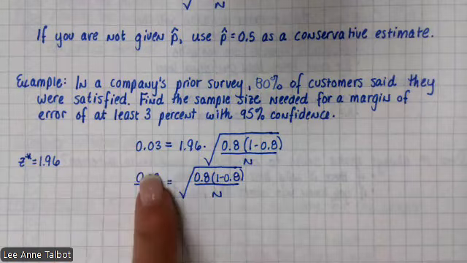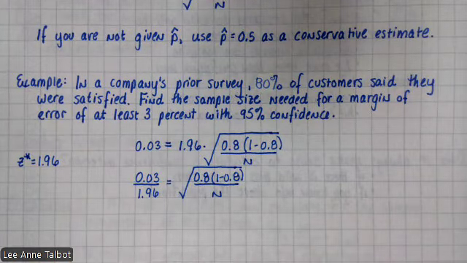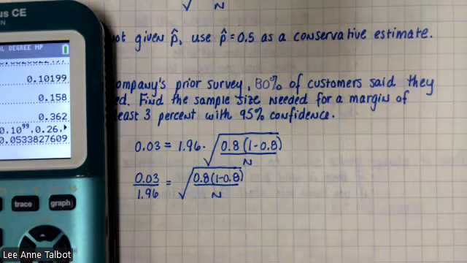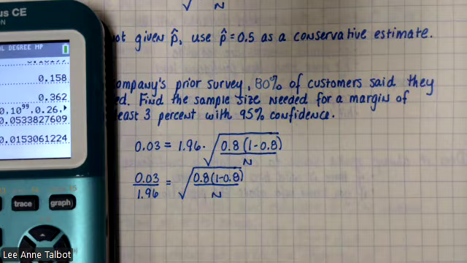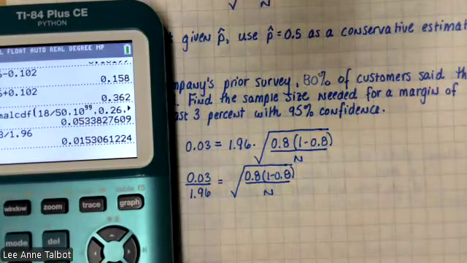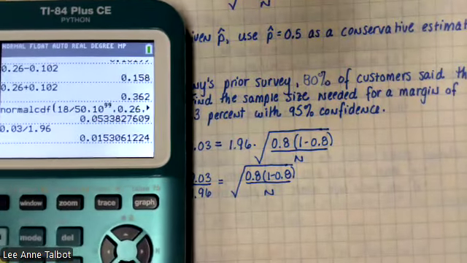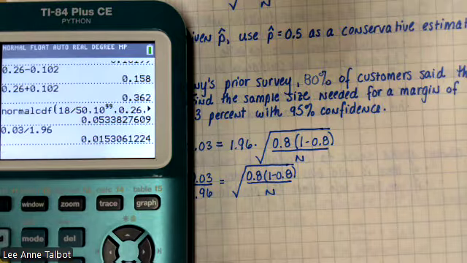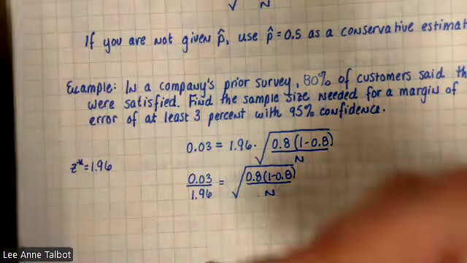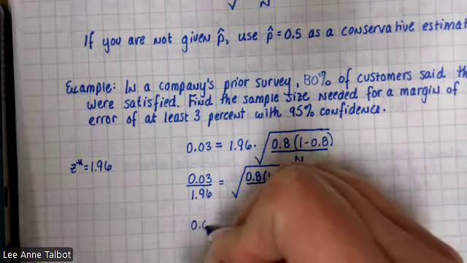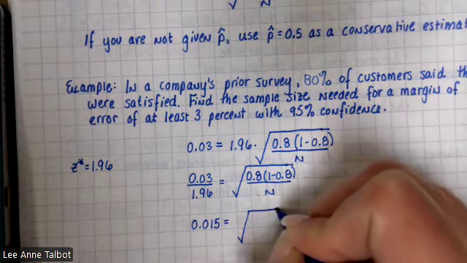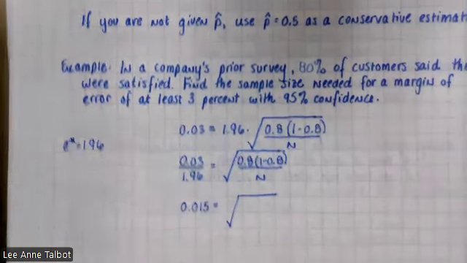I'm not going to divide both sides by 1.96 just because it looks ugly. But I did, I just didn't show it, because I'm pretty sure everyone in the class is able to divide both sides by a number. Thinking we're all good. Okay, so I'm going to write 0.015. Are you guys good so far?